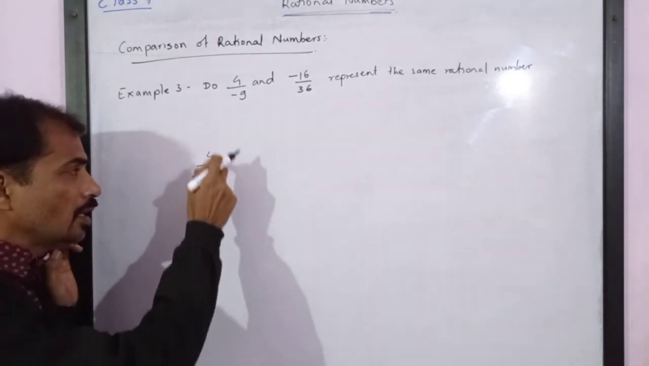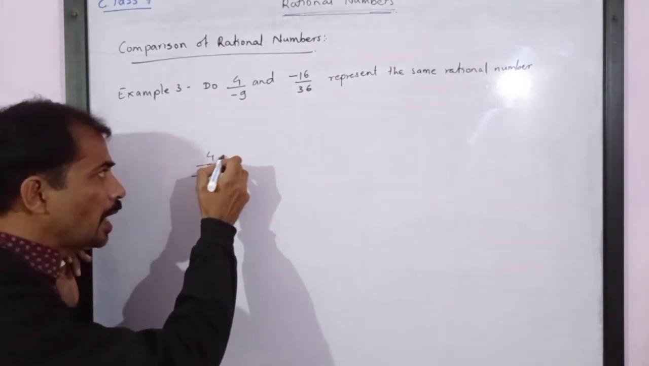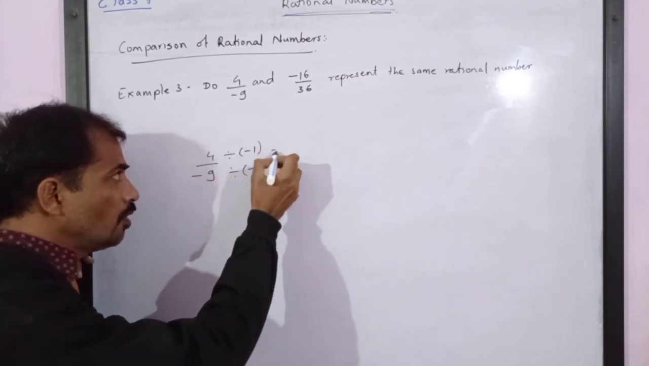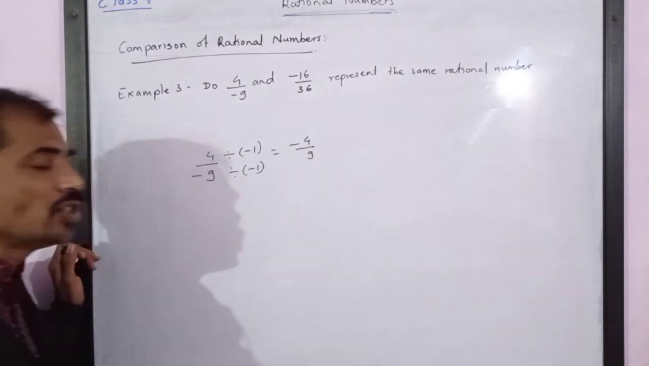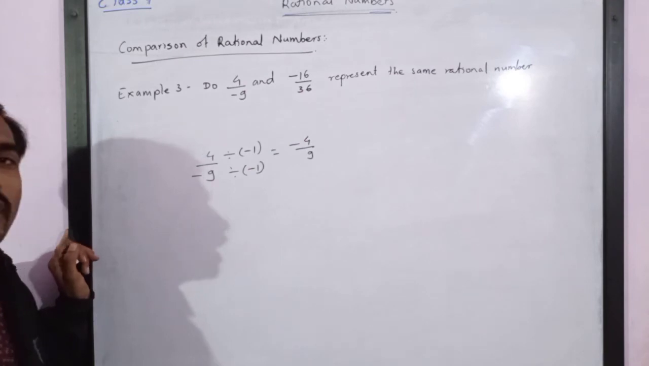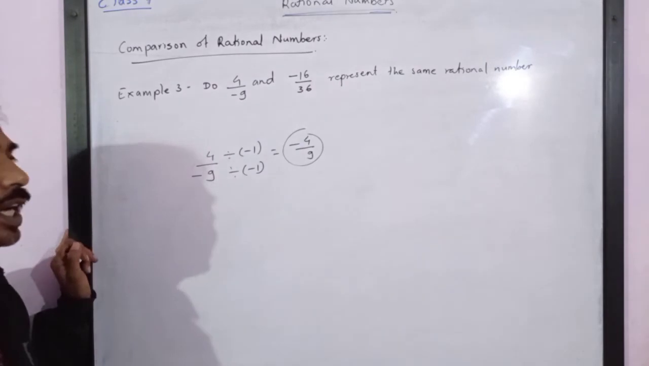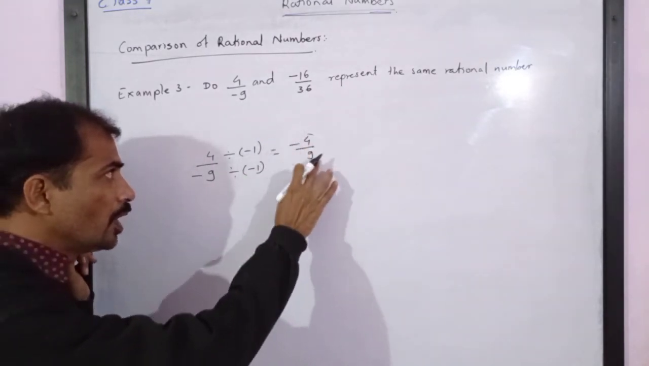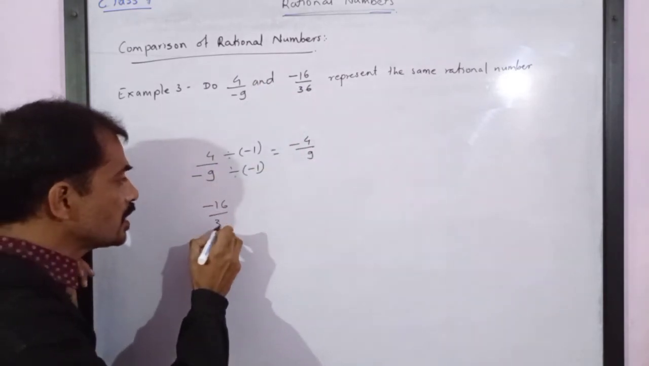Both are having only one as a common factor, so we have to divide by -1. So we will get negative 4 upon 9. Now the denominator is a positive integer and numerator and denominator both are having only one as a common factor. It means this is the standard form of 4 upon negative 9. Now we can do the comparison of this number, 4 upon negative 9.